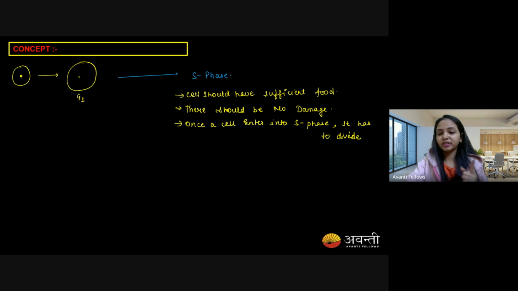We have already studied meristematic tissues and permanent tissues. Can someone tell me the definition of a permanent tissue? What are permanent tissues? Permanent tissues are those tissues which never divide. And meristematic tissues are those tissues which continuously divide throughout their life.